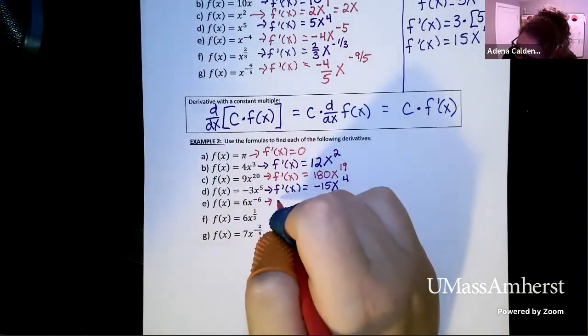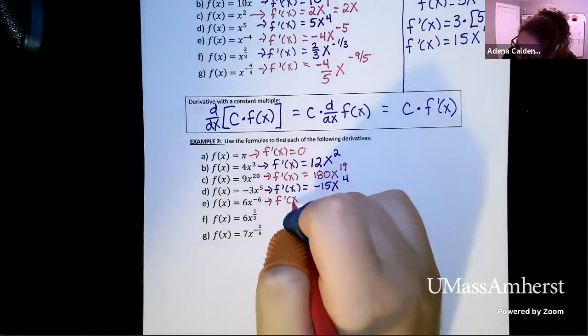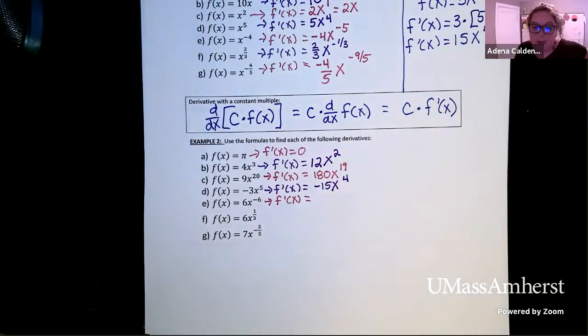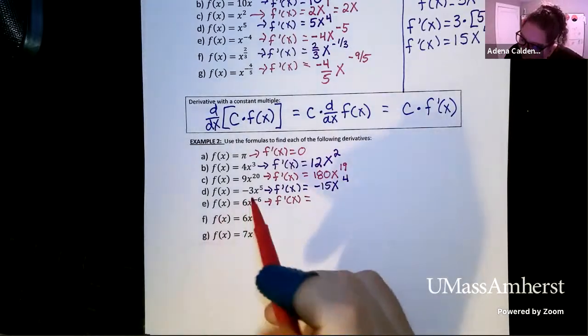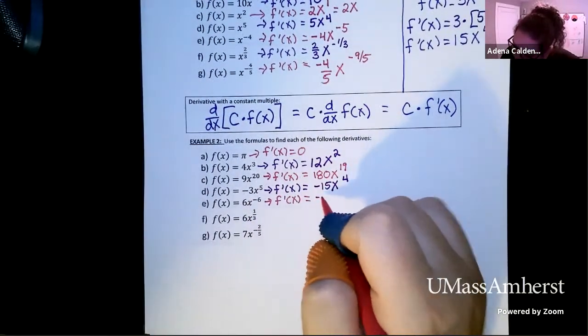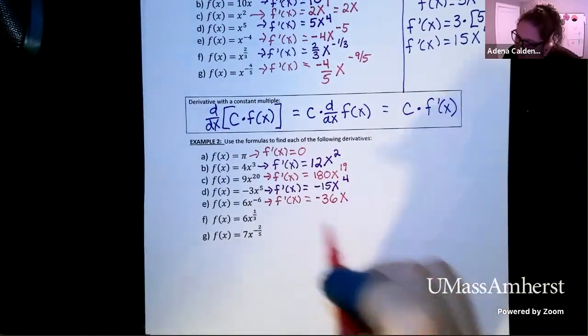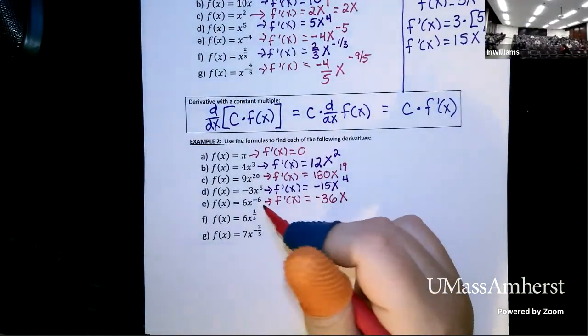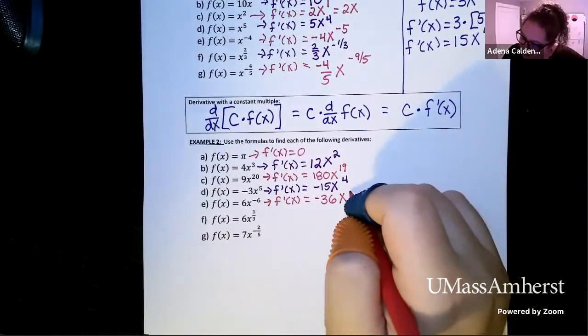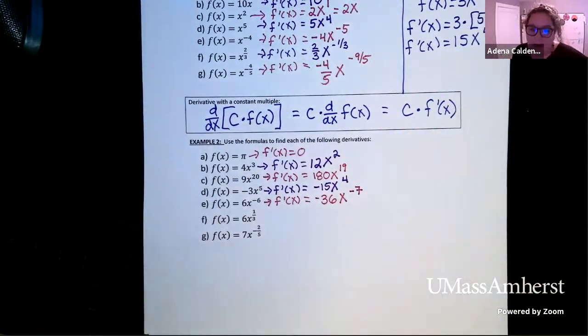And we have 6x to the negative 6. So similar idea as the last one, but now the negative is in the power. As I mentioned before, if there's a negative in the power, the whole entire power comes down in front. So negative 6 multiplies 6 to give me negative 36x. And again, be careful with negative powers. Negative 6 minus 1 is negative 7.